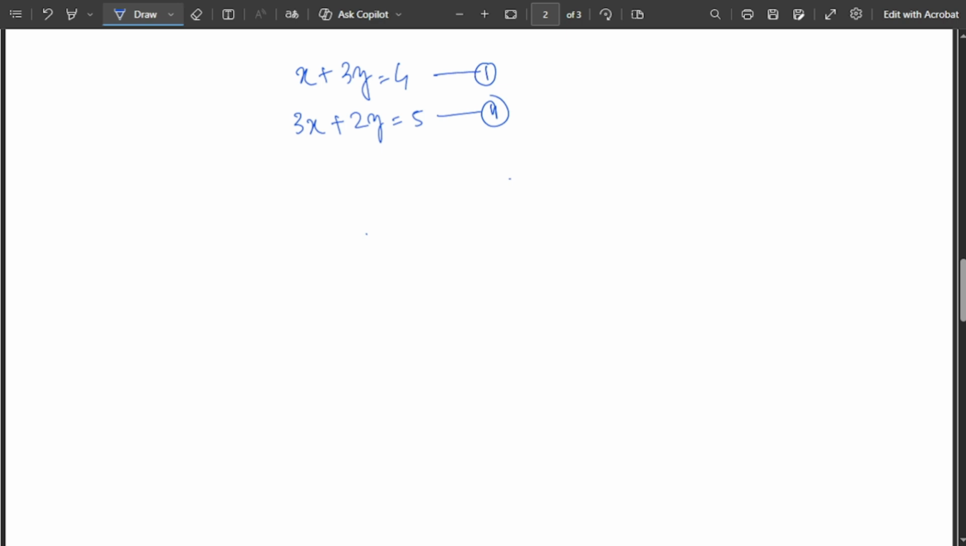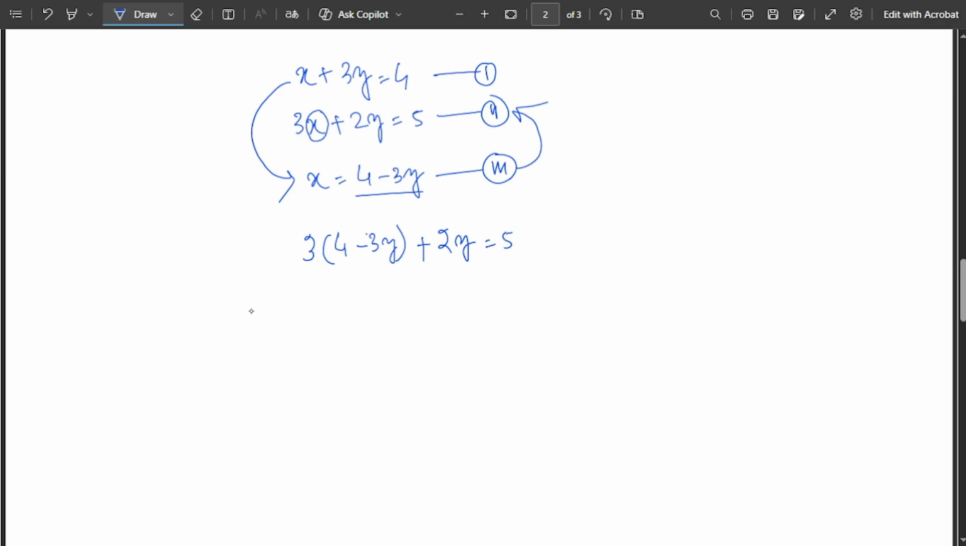Now in this method, first we calculate for x or y in any of these two equations and substitute that value in another equation. Suppose we calculate the value of x in the first equation, that is x equals 4 minus 3y, and let's call it equation 3. Since we calculated the value from the first equation, we substitute this value in the second equation in place of x, that is 3 times (4 minus 3y) plus 2y equals 5.